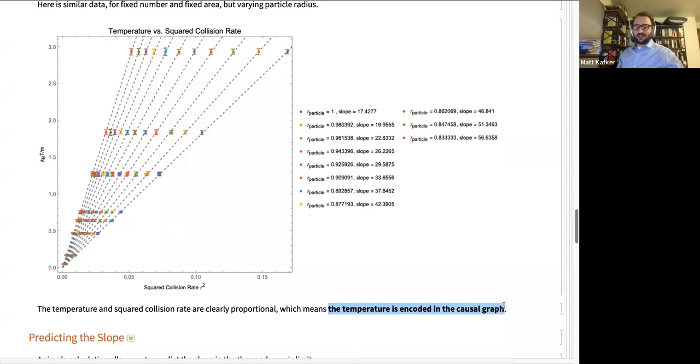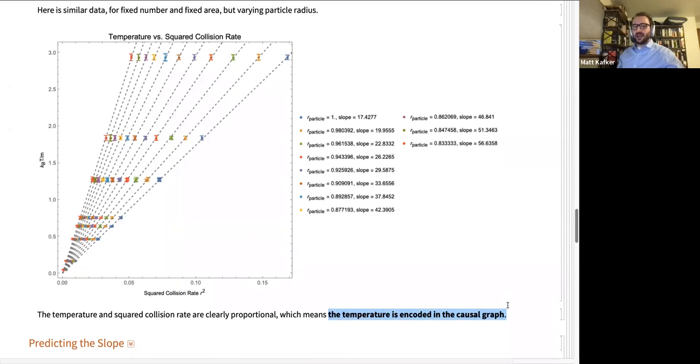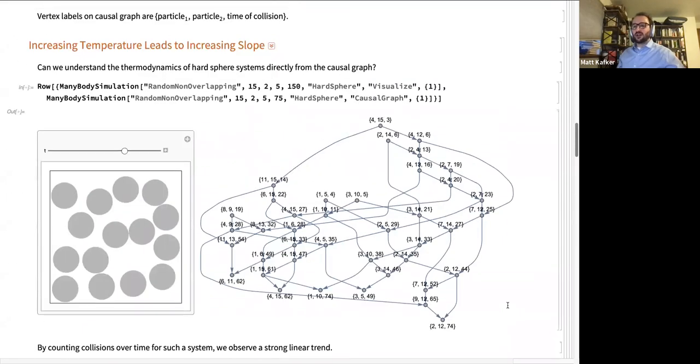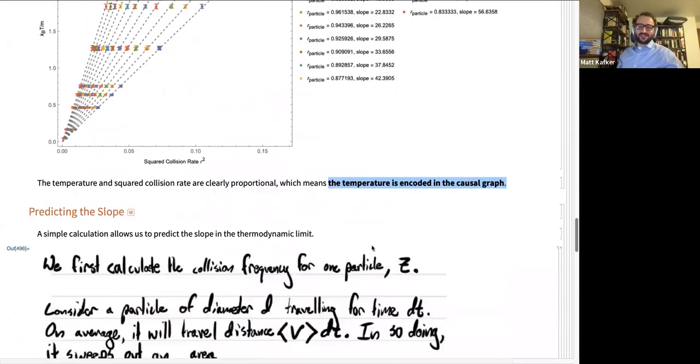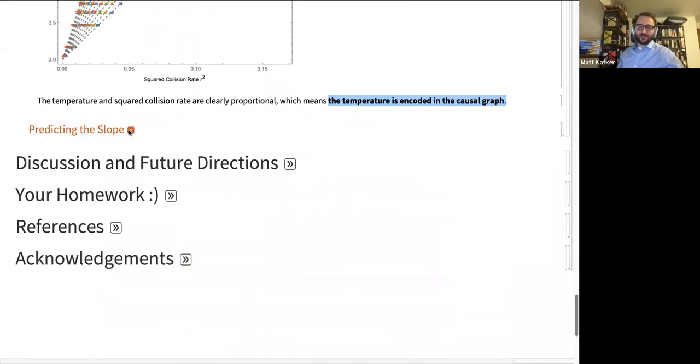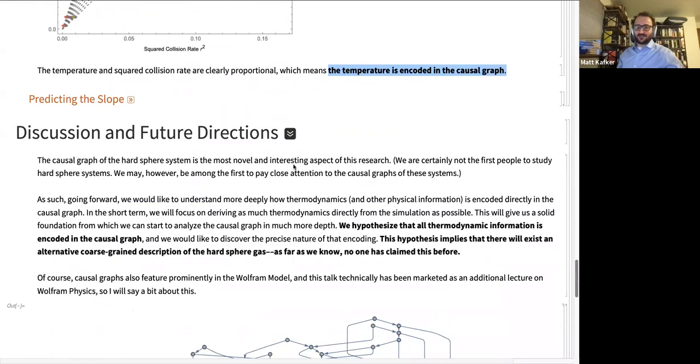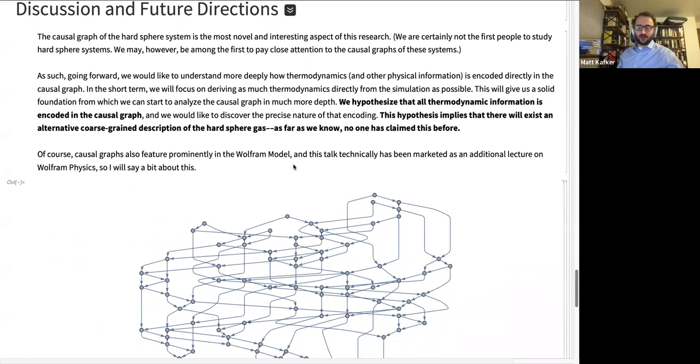I'm much more interested in this, and this is the punchline, right? Temperature is in the causal graph, and we use almost none of the information in the causal graph to get that. So what else is in the causal graph? And this is the thing. Predicting the slope didn't work. I'll close that section, and I'll just make some closing remarks here.